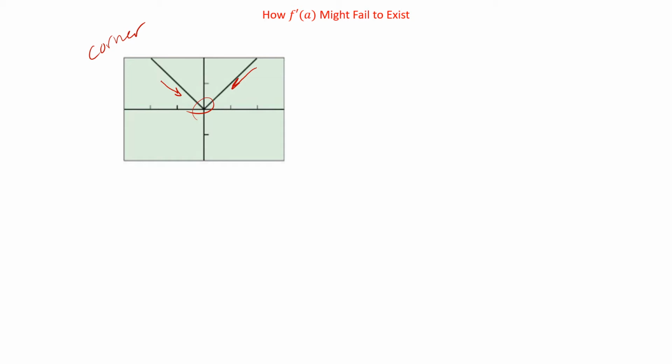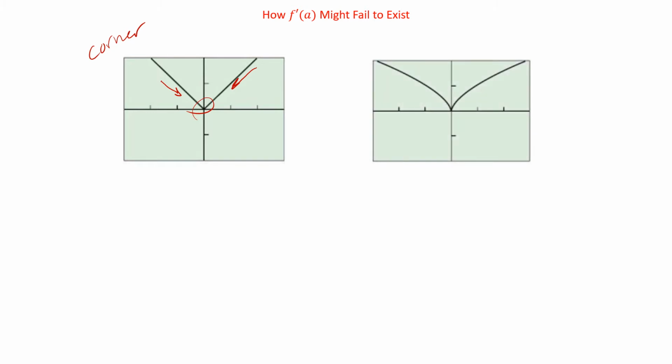We get corners most of the time with absolute values. A cusp. A cusp is where the derivative is approaching negative infinity from one side and positive infinity from the other side. So that's what this is. So it's like a corner, but it's like a super extreme corner.